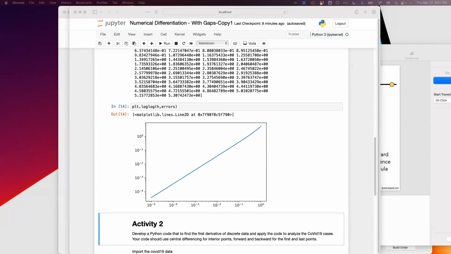Actually, I'll show you a paper that we're writing right now that has order of accuracy. And I think I showed you this before, maybe something similar.